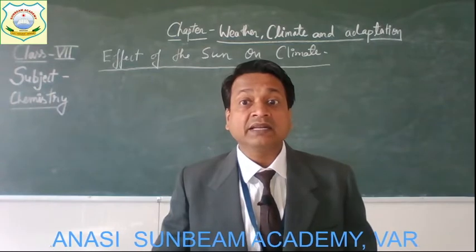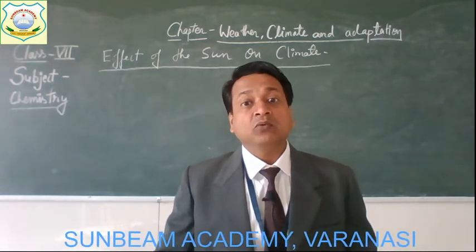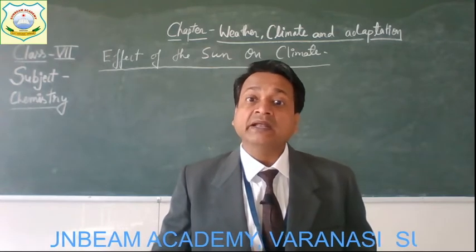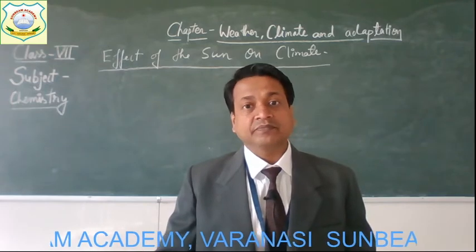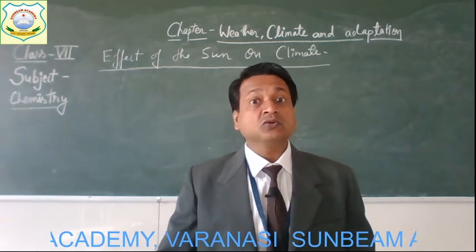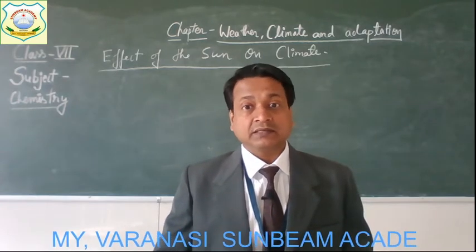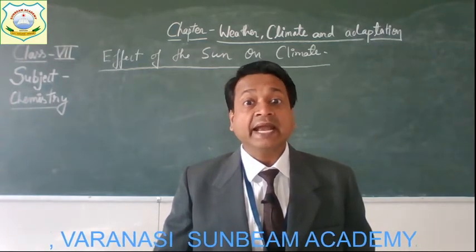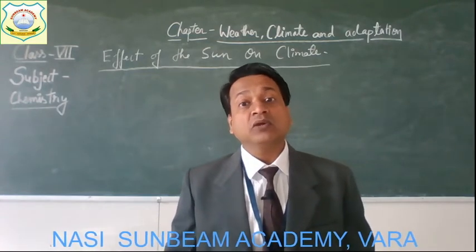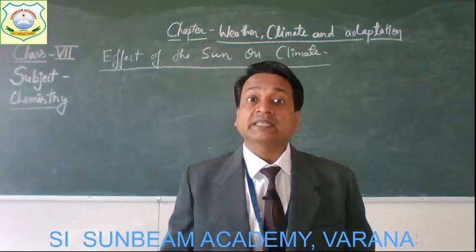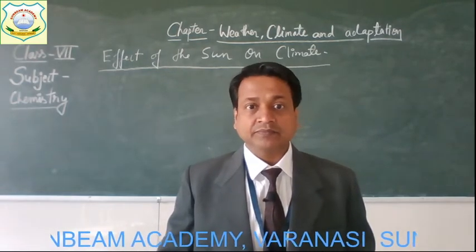This means that the land near the equator gets heated up more by the sun than land which is away from it in a given time. Alright, children? So here the climate is affected by the sun. The land which is near the equator gets heated up more by the sun as compared to the land which is away from it at a given time.